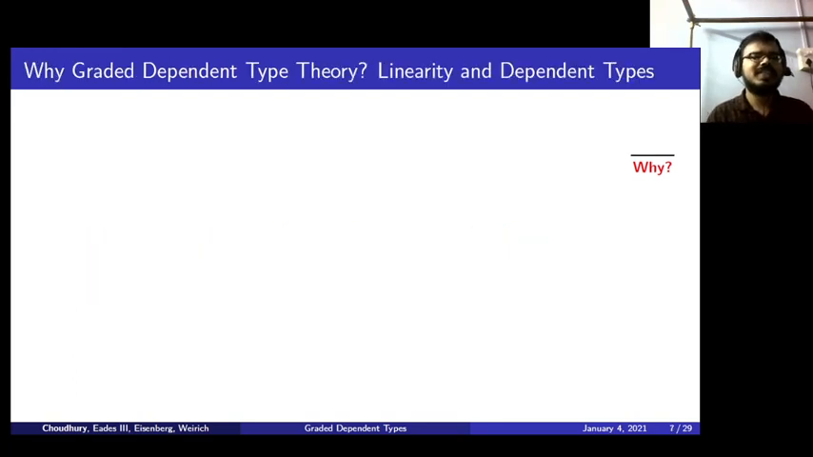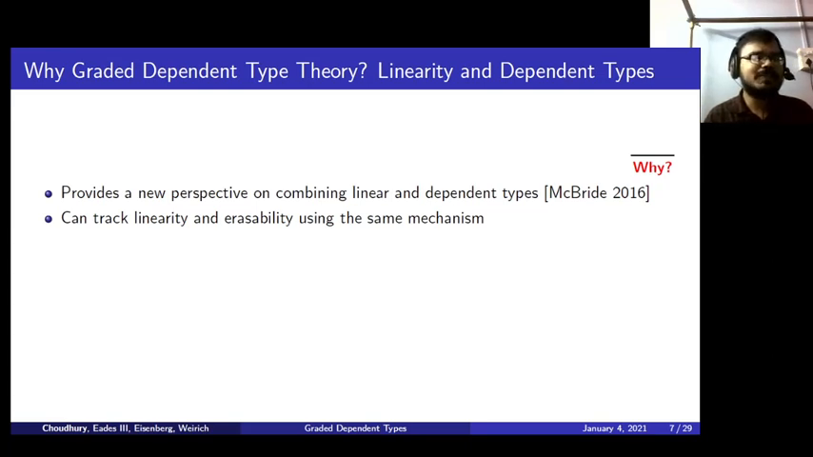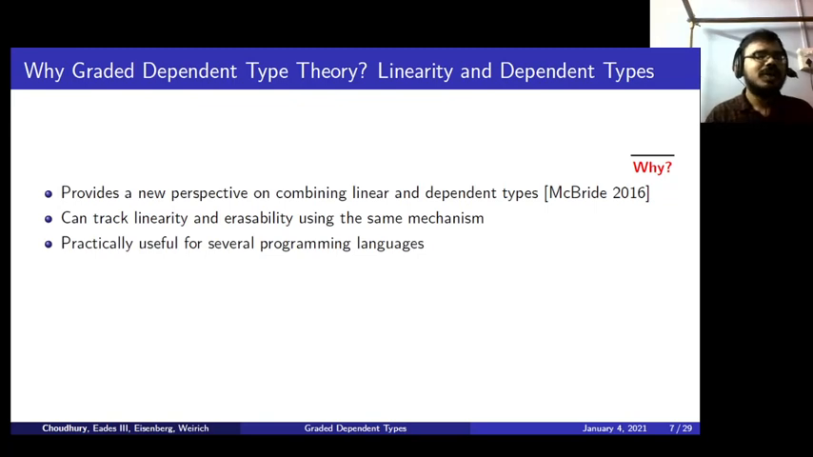Why graded dependent types? In 2016, Conor McBride found that graded dependent types provide a new way of combining linear and dependent types. What's more, we can track linearity and erasability using the same mechanism. Erasability is very important from a practical perspective, and linearity is also useful.